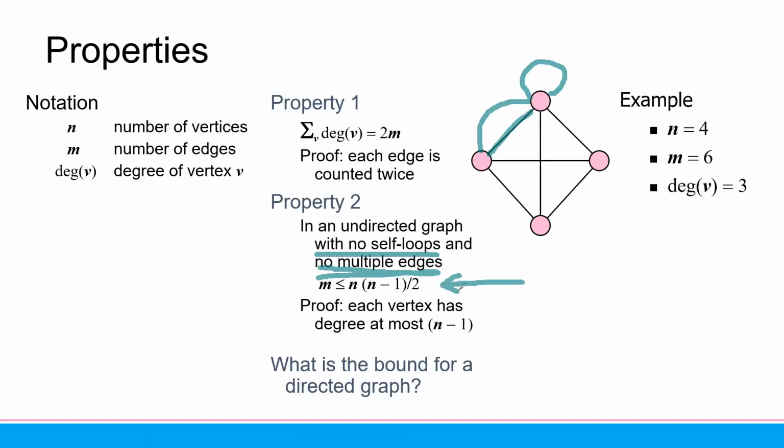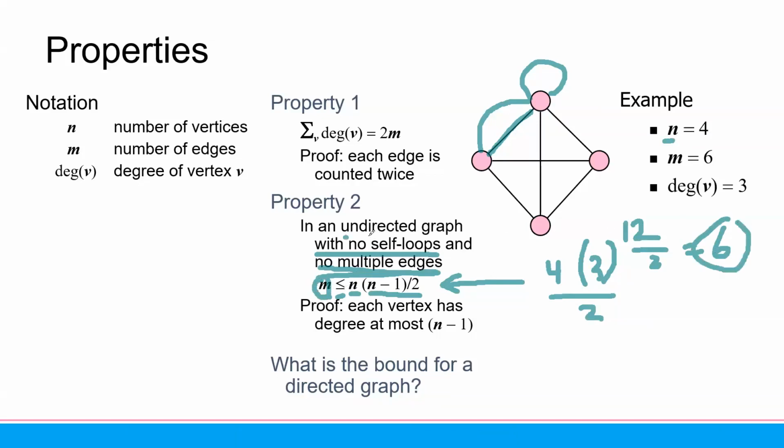M is less than or equal to n multiplied by n minus 1, divided by 2. So let's see, n is 4, multiplied by n minus 1, which is 3, divided by 2. Then it is 12 divided by 2, so it is 6. So the number of edges will be less than or equal to 6 if it is an undirected graph with no self loop and no multiple edges.